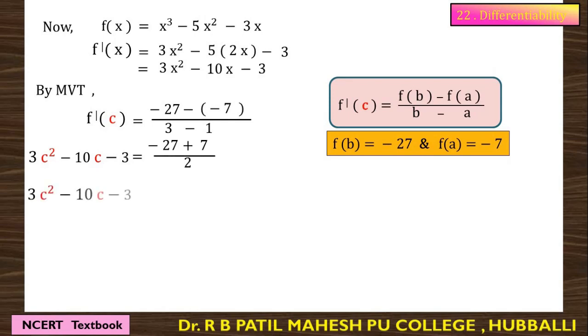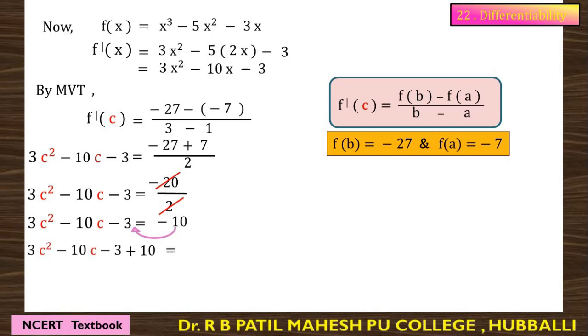Left side as it is, 3c square minus 10c minus 3 is equal to minus 20 divided by 2. Here it is cancelled, 2 ones are 2, 2 tens are 20. So next you will get 3c square minus 10c minus 3 is equal to minus 10. Transfer this minus 10 to the left side, so you will get 3c square minus 10c minus 3 plus 10 equal to 0. Operating that minus 3 and 10, you will get 3c square minus 10c plus 7 is equal to 0.